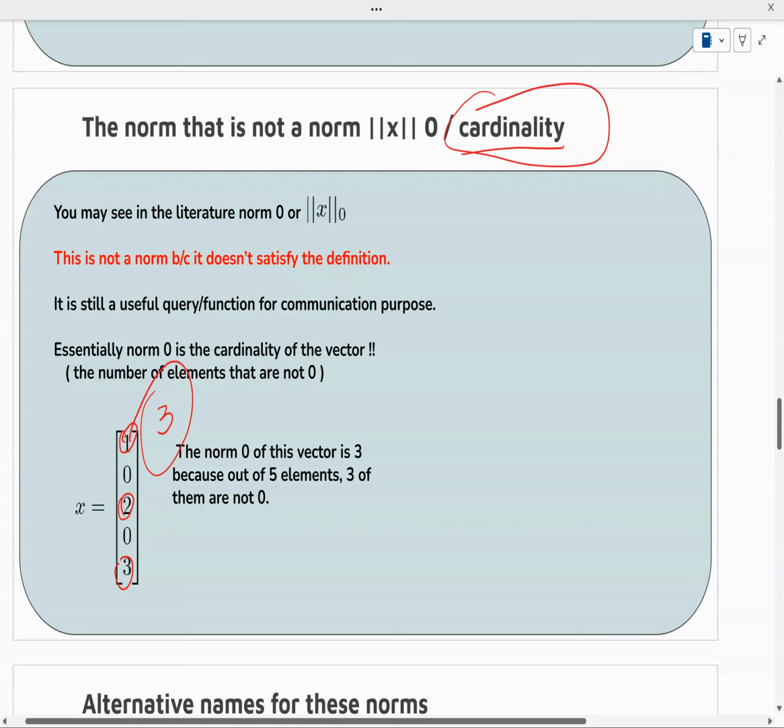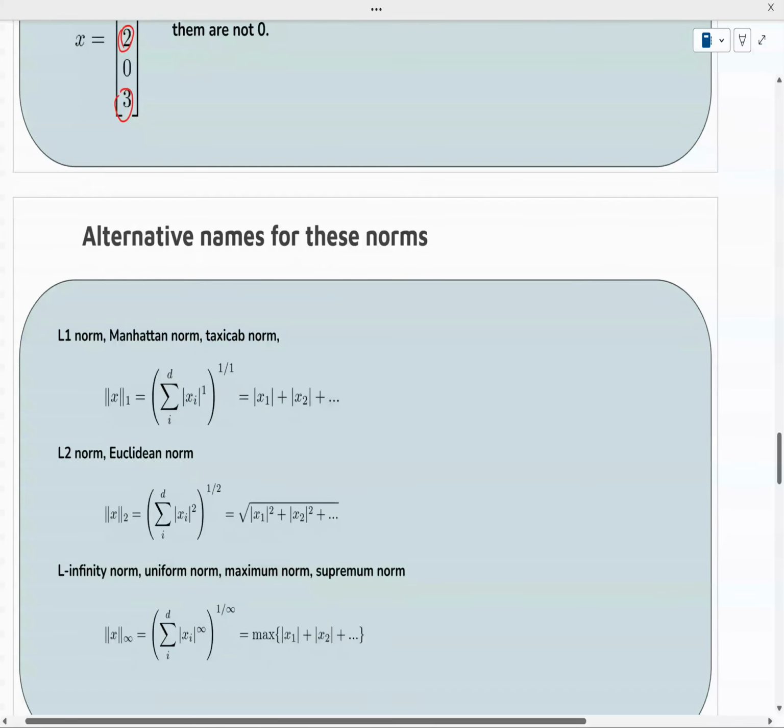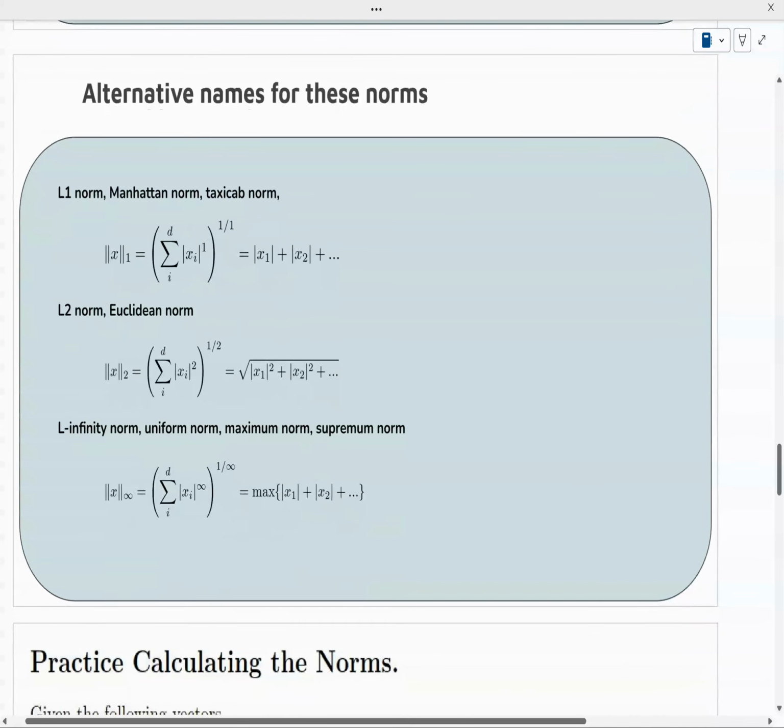So this is just a convenient way of asking how many elements are not zero inside a vector. Okay, so the L0 norm extracts that information. Now, these various norms, L1, L2, L infinity, all have alternative names that, depending on what field you're in, you will use.